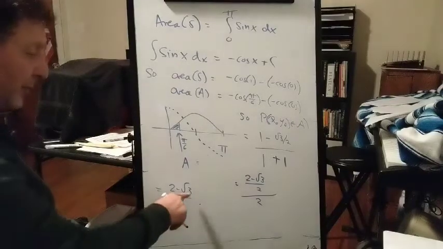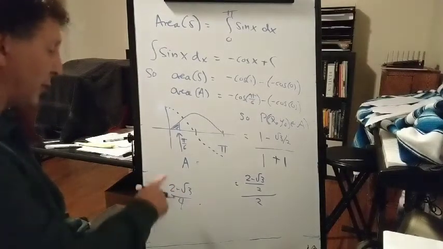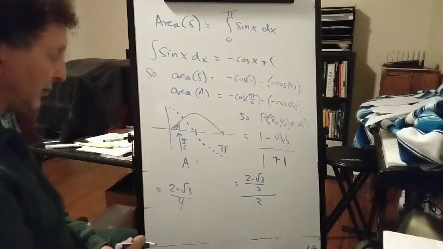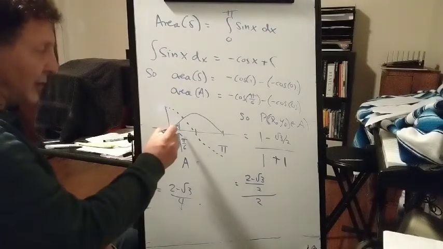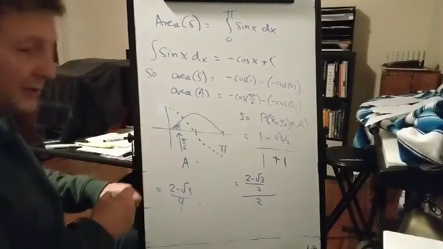And just to check, square root of 3 is about 1.7. So 2 minus that is about 0.3. 0.3 over 4 is a number between 0 and 1, as it should be, because the ratio of this area here to the whole area should be somewhere between 0 and 1.